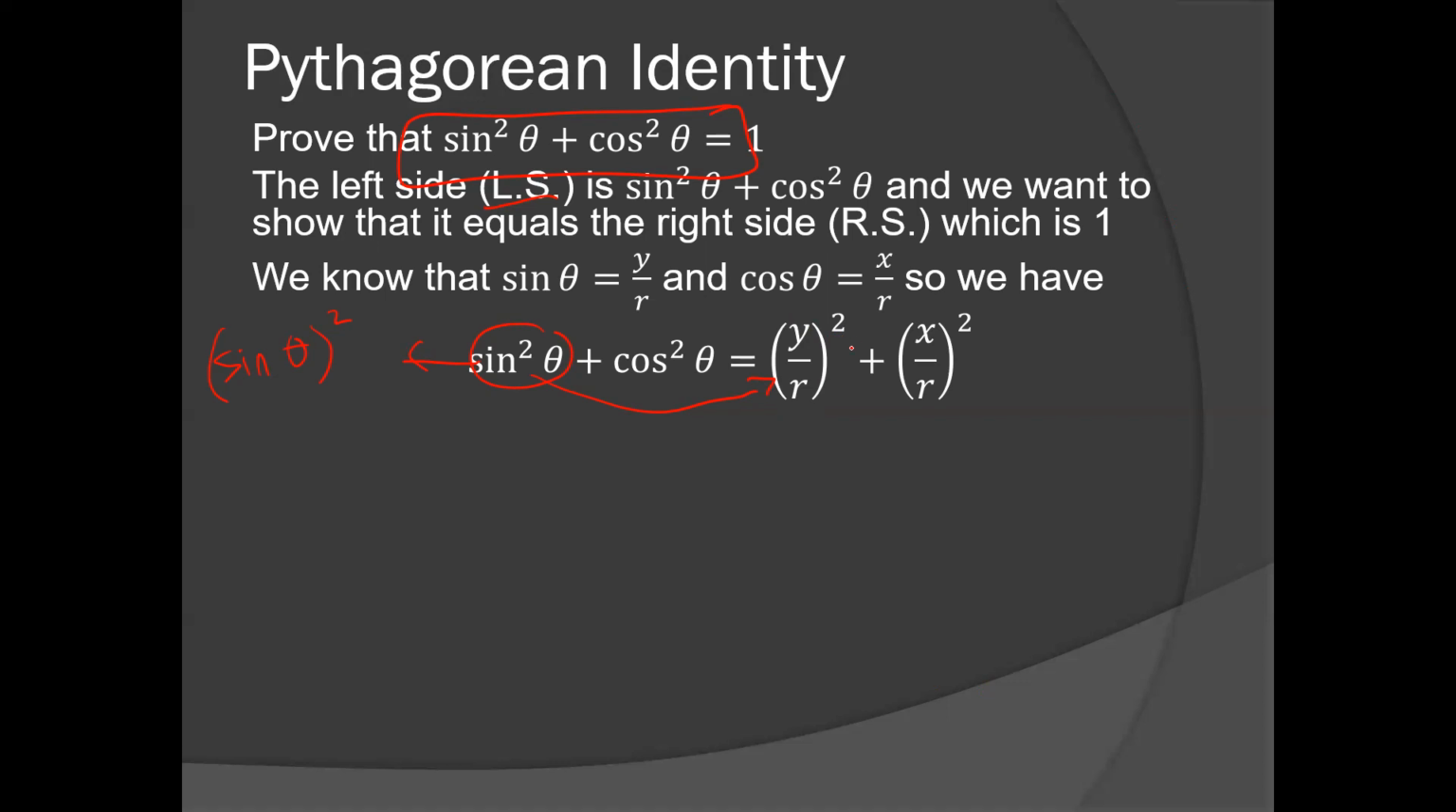So what we're saying here is we're taking the ratio for sine theta, y over r, and we're squaring it. And we're taking the ratio for cosine and squaring it. If we do that, we end up getting y squared over r squared. So we squared the numerator and denominator. Apply the exponent to the numerator and denominator. Then we get y squared over r squared plus x squared over r squared. And then, of course, if I'm adding fractions, I need to make sure they have the same denominator. They do, which makes it easy. So because they have the same denominator, I add y squared plus x squared.